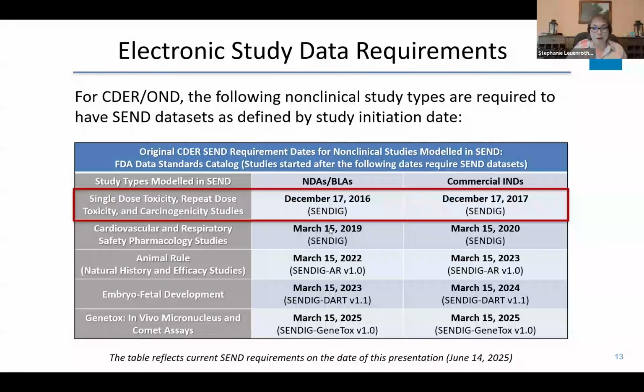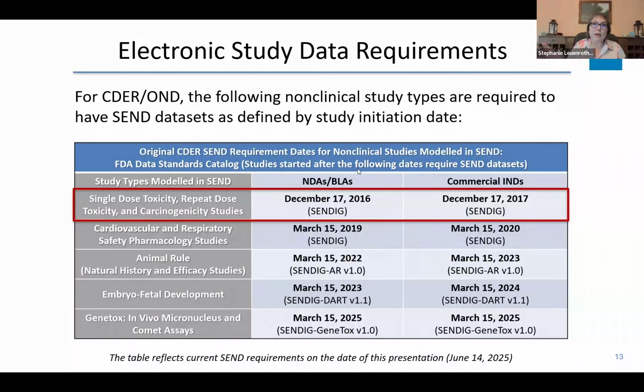So as you can see, as time went on, we had this 2019-2020 implementation timeline for certain safety pharmacology studies, such as cardiovascular and respiratory safety pharm. There was a SEND IG developed specifically for animal rule studies, the natural history and efficacy studies. There was another IG published for embryo-fetal development studies. And then most recently, down here at the bottom, there was another IG published for in vivo micronucleus and also for comet assays. So here you will see that the dates do align. This just happened in March of this year.